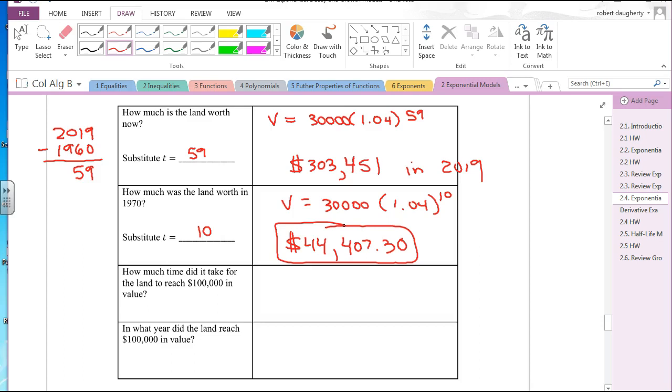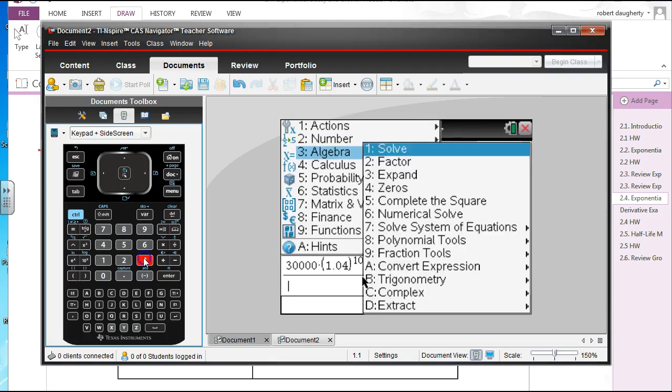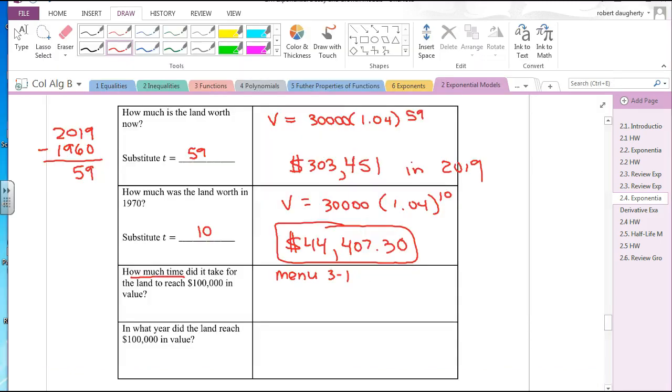Okay, now the next one. How much time? That is solving for which kind of variable? My exponent. I can use logarithms or I can use the solve command. Which would be your preference? The solve command. Okay, so I'll use menu 3.1 on my calculator. Just before I get there, let me set up what is the equation that I need to solve.